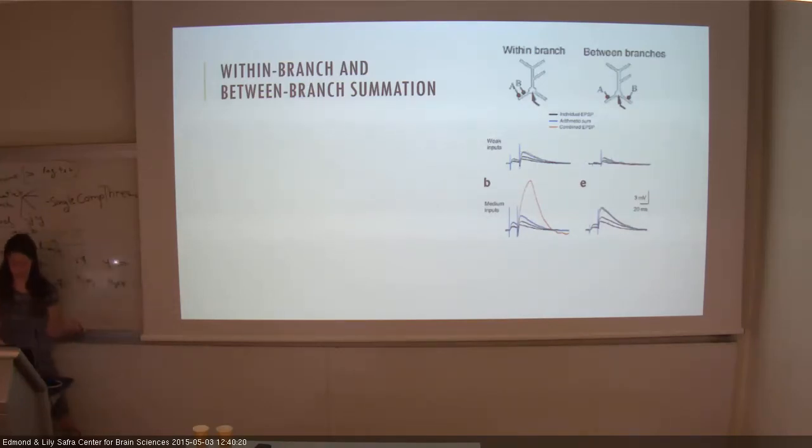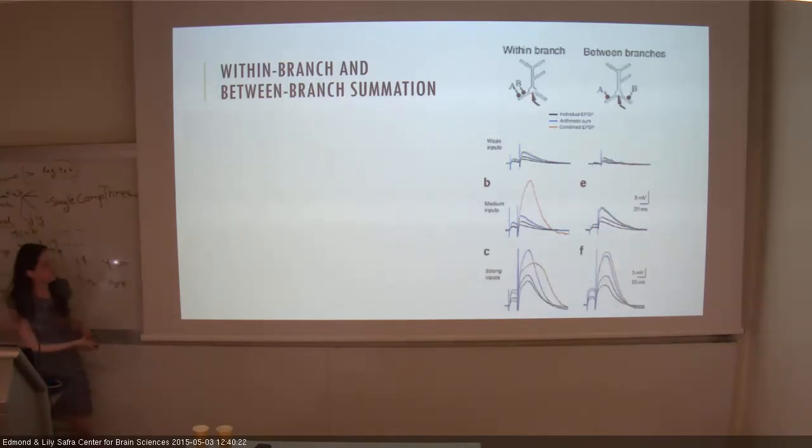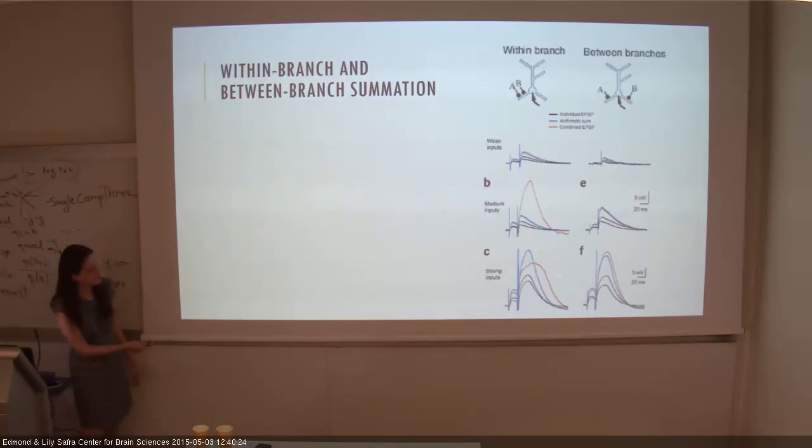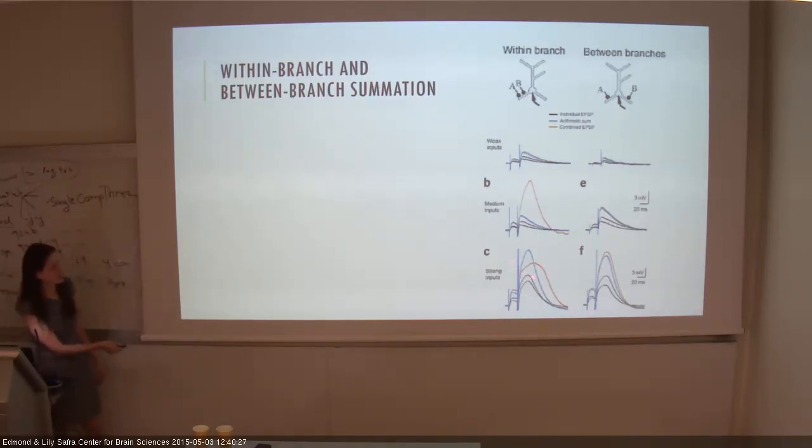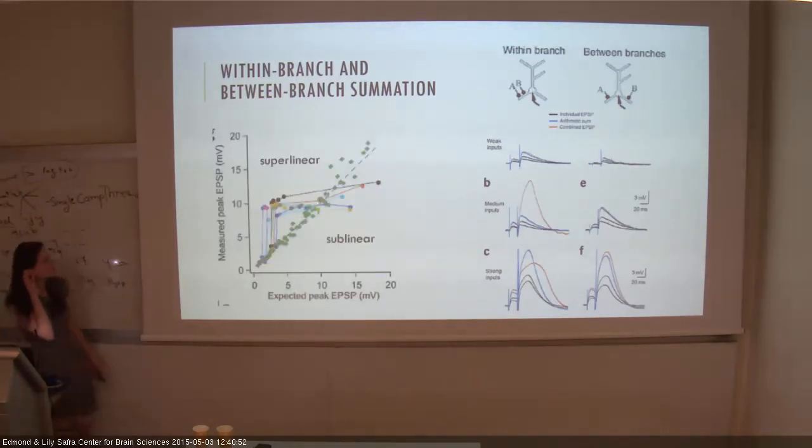indicating a superlinear summation. And even further, they gave really strong inputs, and now you can see that in this cell, in this condition, the sum actually measured at the soma is smaller than what you would expect had it just added the inputs, indicating sublinear summation. And over here, in the between branch condition, there is slight superlinearity, very small, but still it's no longer linear.